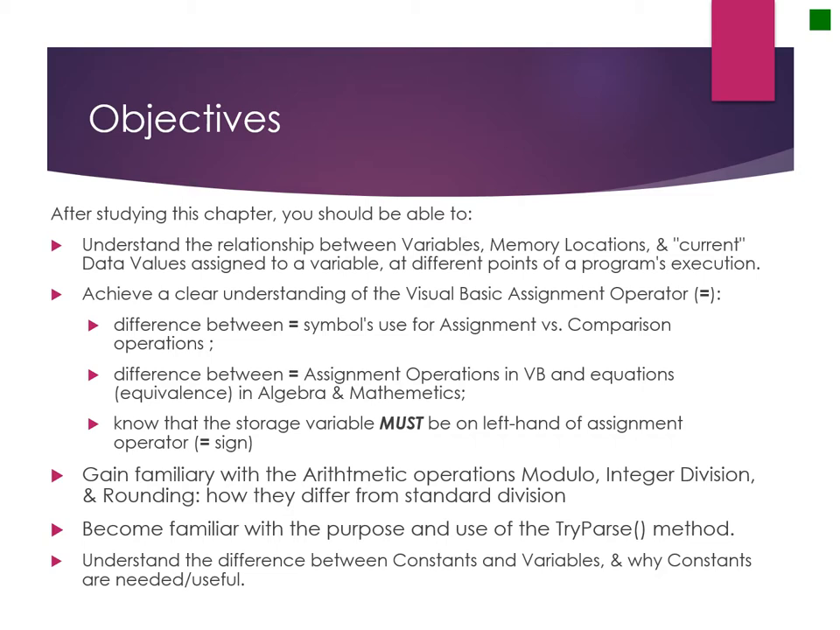After studying this chapter, you should be able to understand the relationship between variables, memory locations, and current data values assigned to a variable at different points of a program's execution. Achieve a clear understanding of the Visual Basic assignment operator, the equal sign, and the difference between equal sign symbols used for assignment versus comparison operations, and the difference between equal sign assignment operations in VB and equations or equivalents in algebra and mathematics. Know that the storage variable must be on the left-hand side of an assignment operator.